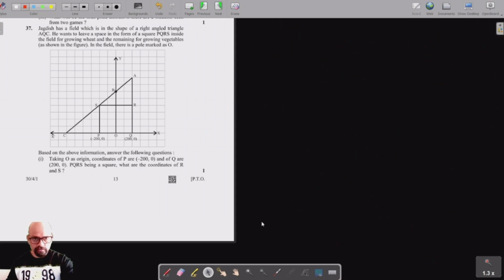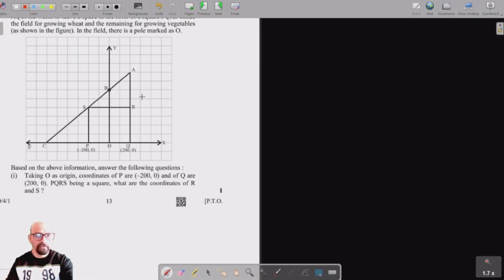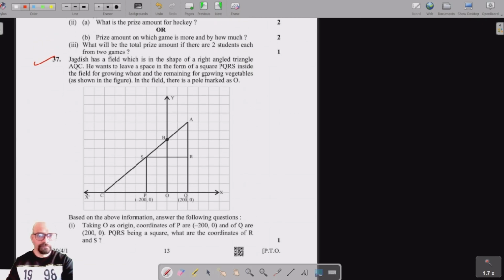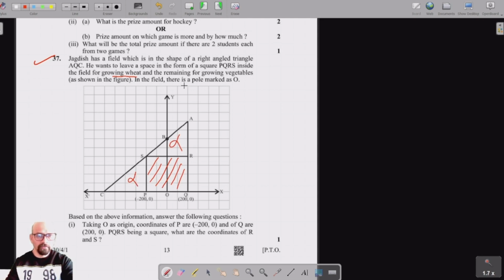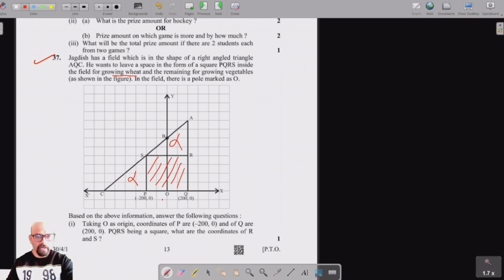Here we are on question number 37, where it says that Jagdish has a field which is in the shape of a right angle triangle AQC. So this is the field in the shape of the triangle AQC, and he wants to leave a space in the form of a square PQRS. So this space has to be left for growing wheat. Now the remaining area, that is this one and this one, has to be left for growing vegetables. And in the field there is a pole marked as O, which we have to consider as the origin.